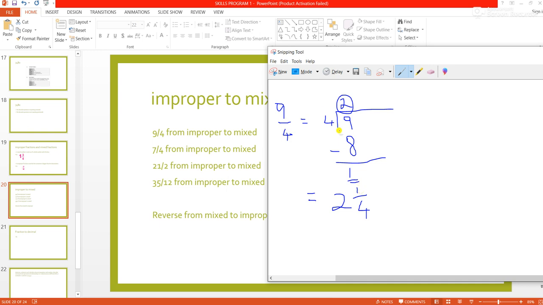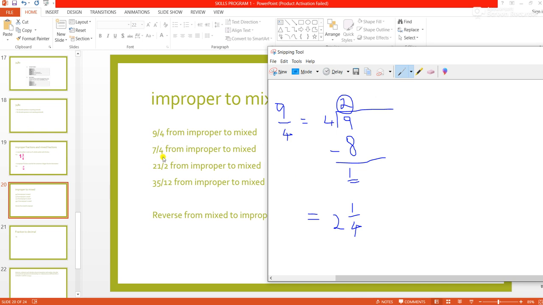Just to repeat that, we take 4. How many times does 4 get into 9? It gets into it 2 times, and 2 times 4 gives you 8. 9 minus 8 will give you 1. So we can represent that in terms of, let me just write it. Okay, I leave space so that you can answer. So 2 will be our whole number. We've got 1 over 4.